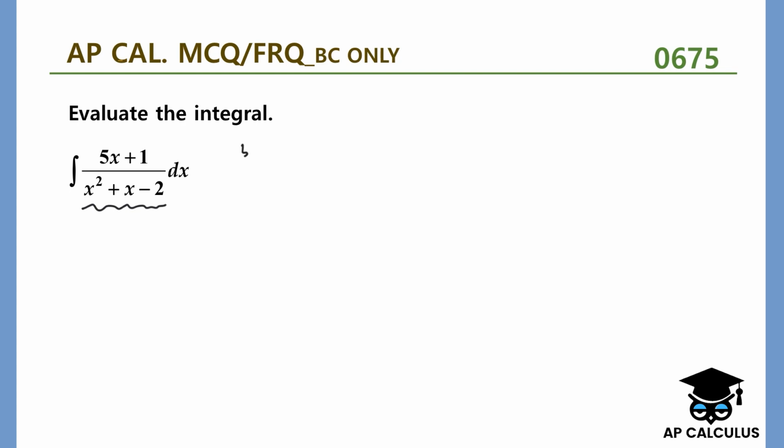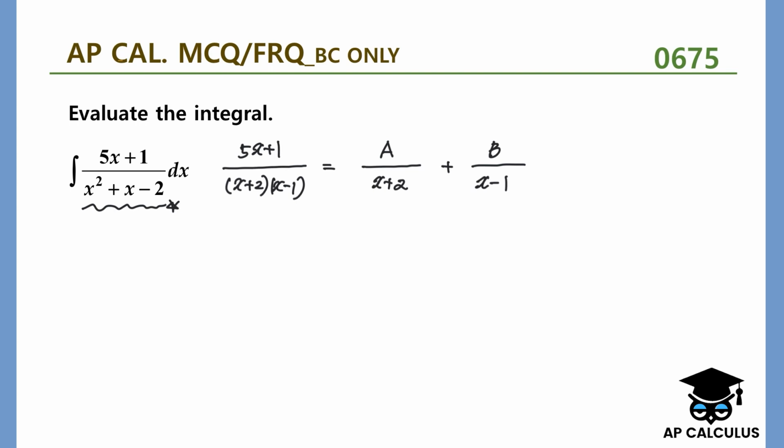So we have 5x plus 1 over, we're going to factor this denominator, okay? That's x plus 2, x minus 1, right? And we will have one fraction with the denominator x plus 2 and another fraction with the denominator x minus 1, okay? For now, I'm going to write some constant a here, some constant b here, okay?